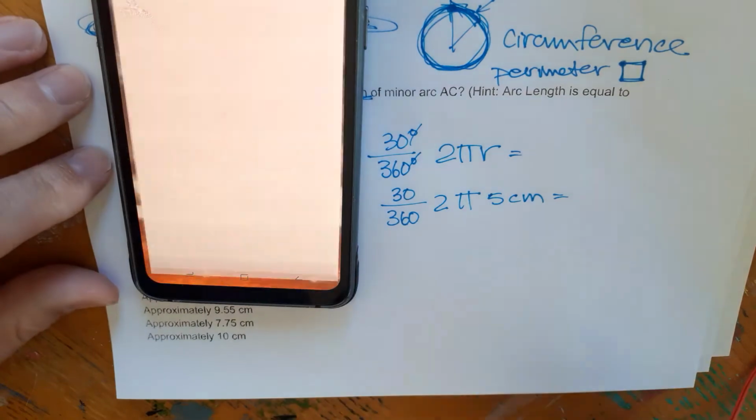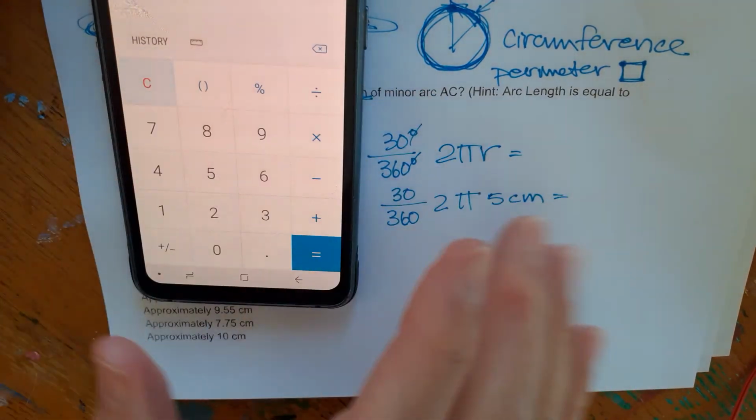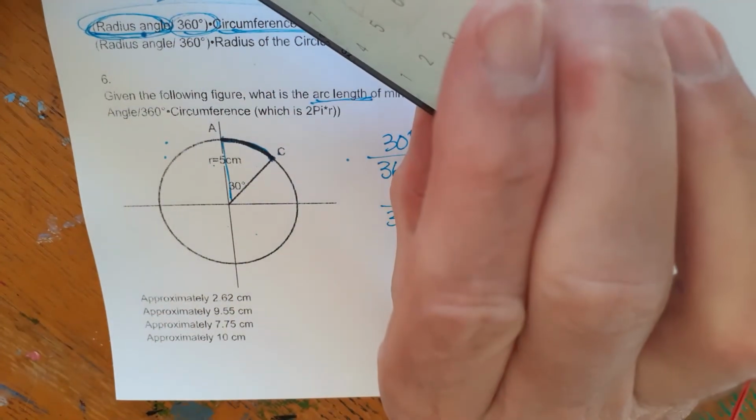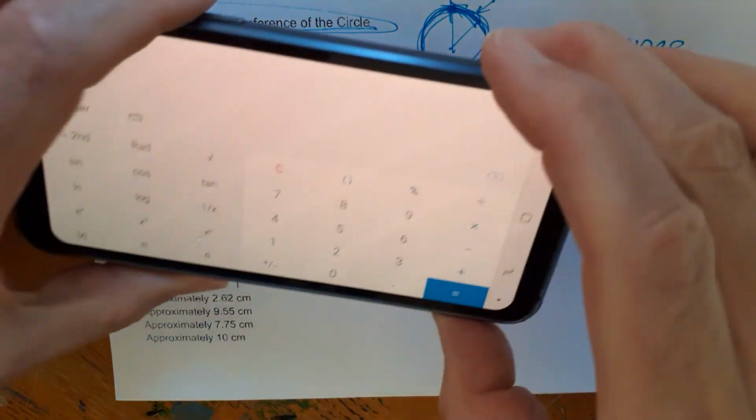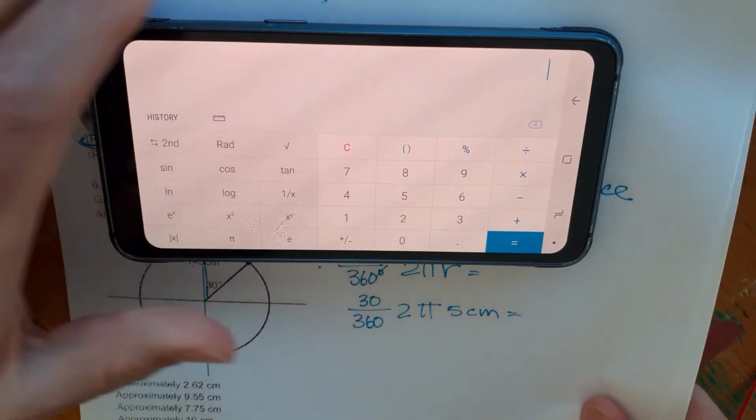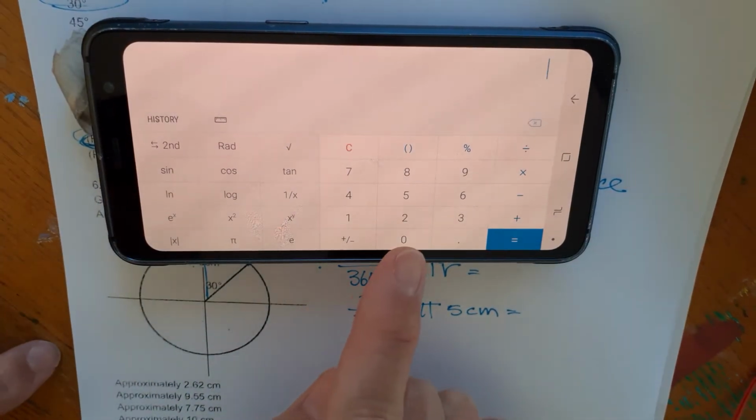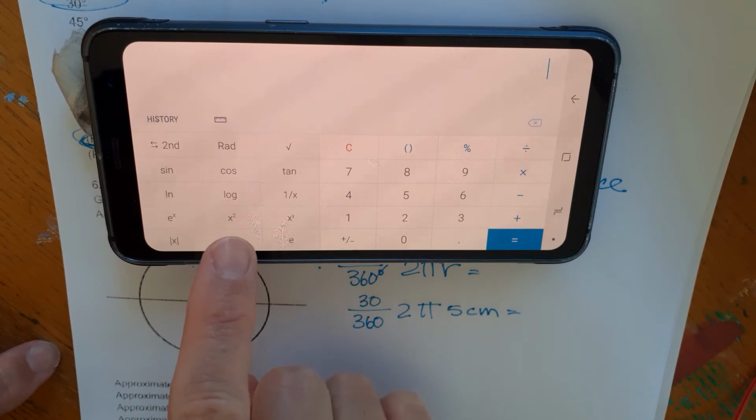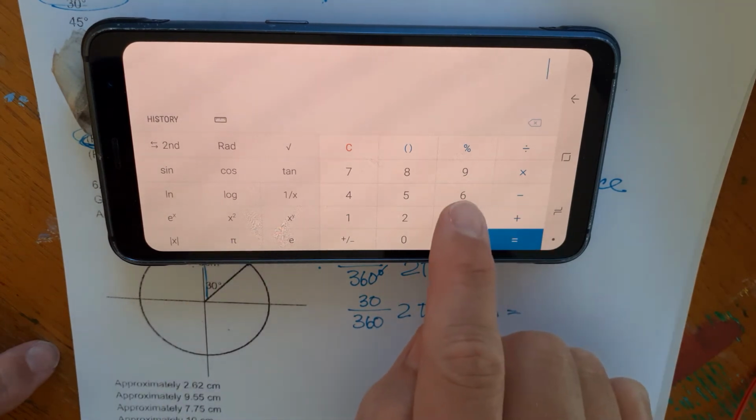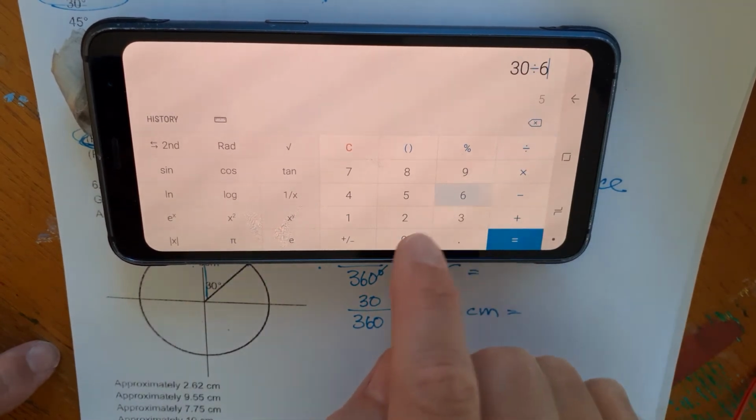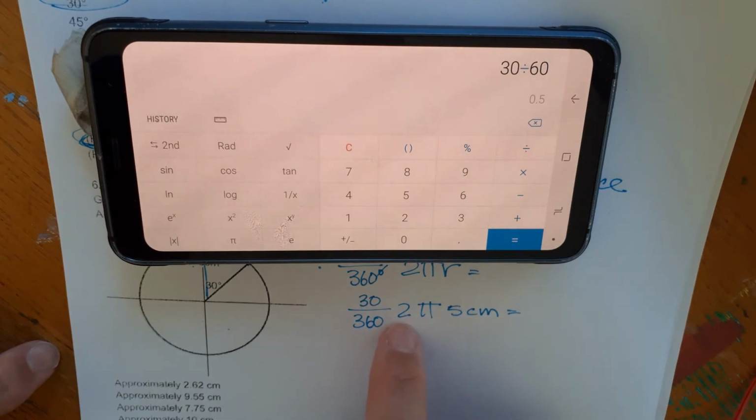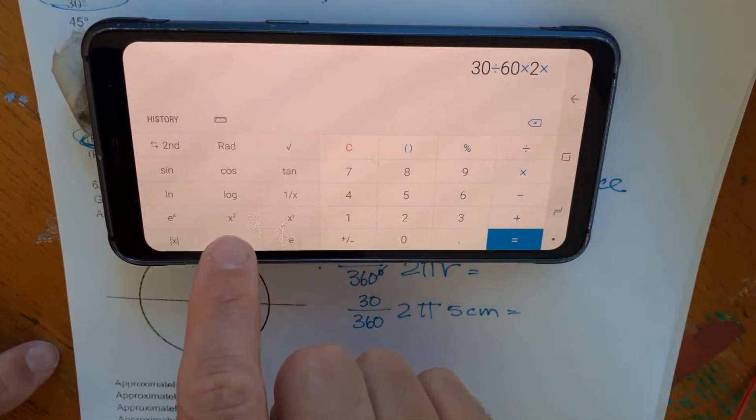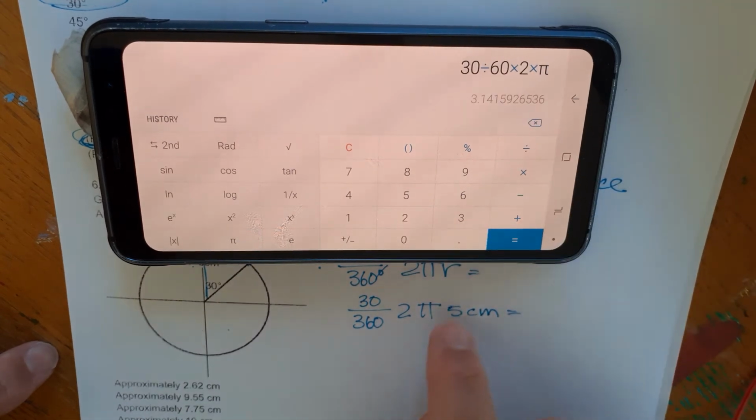Go to your regular calculator. Don't forget to turn your calculator sideways and undo the scroll lock, or the rotate lock, so that we can unlock it. The reason you need to rotate it is because we need the pi button right here. So we're going to have 30 degrees divided by 360 degrees. 30 divided by 360 times 2 times pi. We're going to drop in the very symbol. Look at that, drops it right in, times 5.